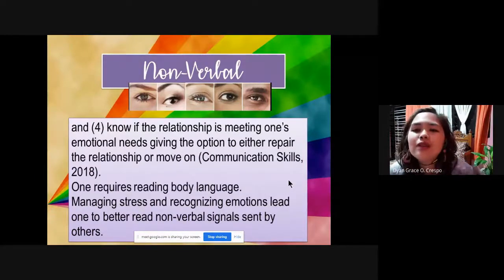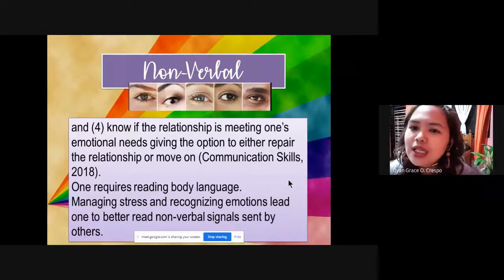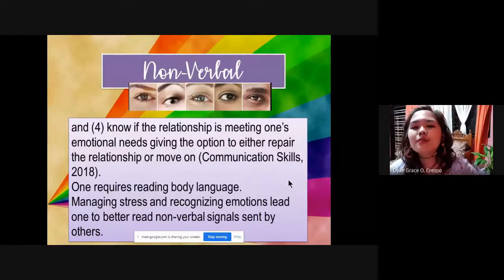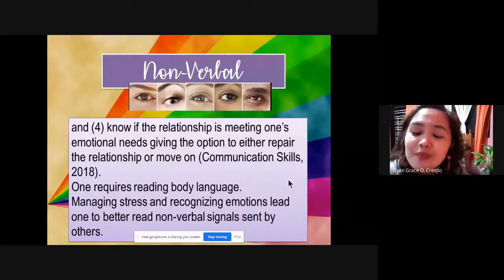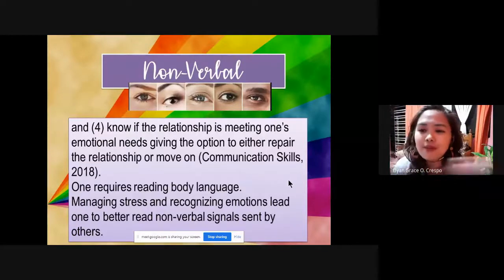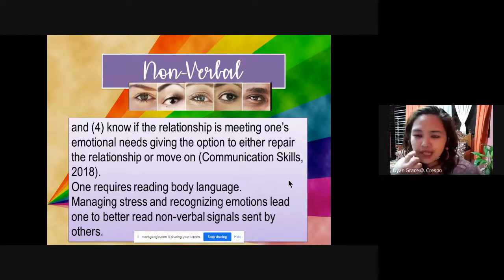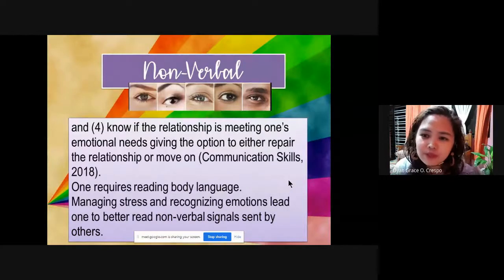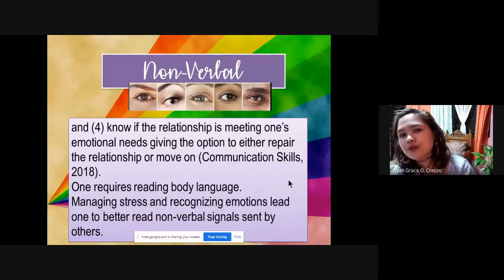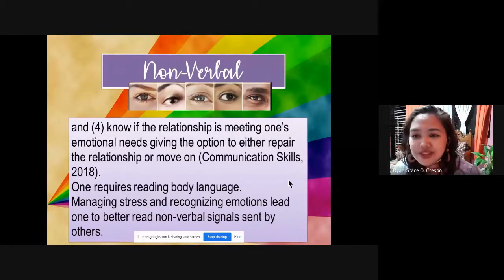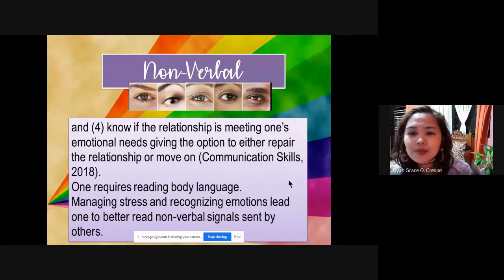And know if the relationship is meeting one's emotional needs, giving the option to either repair the relationship or move on. So sometimes when we break up, we break apart as friends or in a relationship, it's part of the process as well. So you could see, I think we love each other, but our relationship is very toxic. And I want you to be happy, and I'm not happy too. We need to break apart. So this could be a friendship. Sometimes, diba, some friendships are very toxic, and some relationships are also toxic.